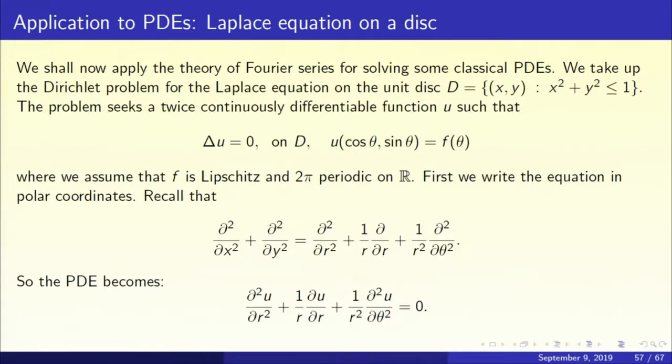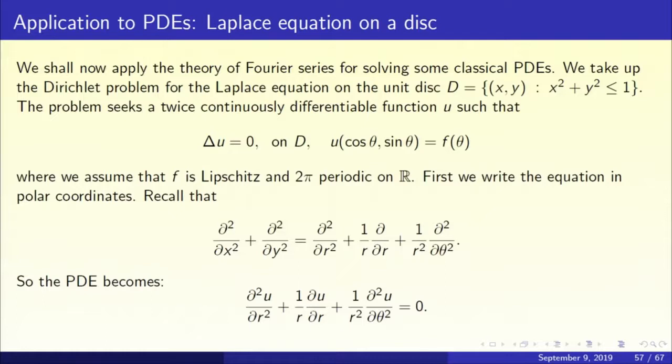What is the disk D? A set of all points x, y such that x squared plus y squared less than or equal to 1, the standard unit disk in the plane. The problem is to look for a twice differentiable function u which satisfies this equation. Of course, there are lots of solutions. For example, if you take any analytic function and take its real part, it will be a solution of the Laplace's equation. So what we need to do is to single out a unique solution by prescribing some boundary condition.